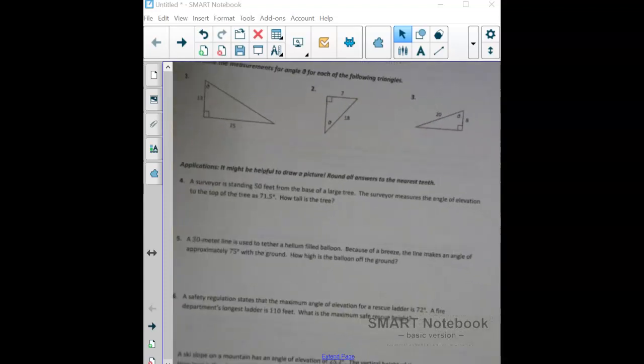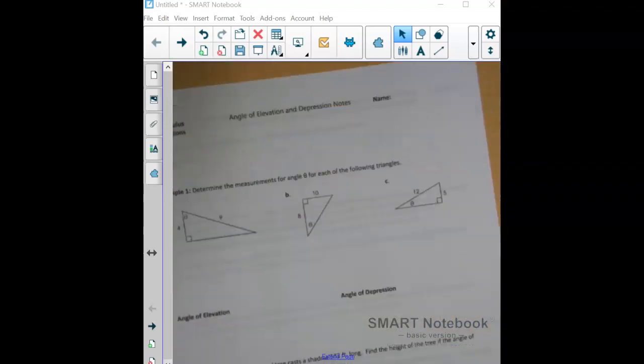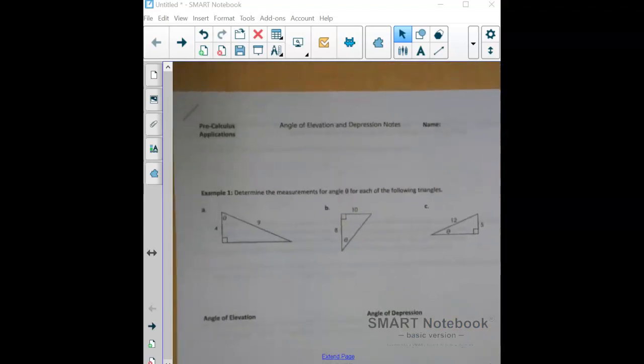The application practice page, so the second one, all of this is extra practice for you. And I gave you guys the answers at the bottom in case you need them. So if you want to do that last page later, cool. If not, you know it's there in case you need it.